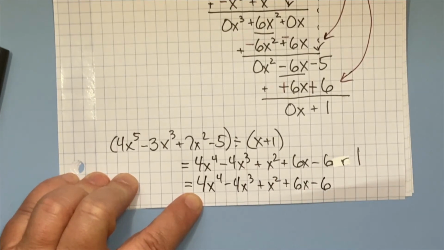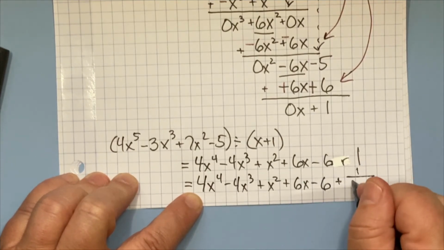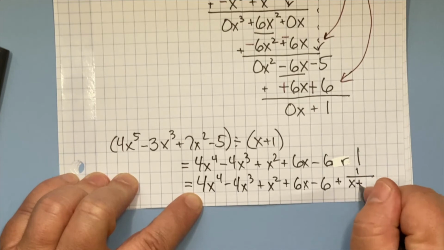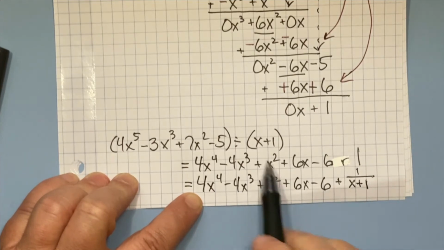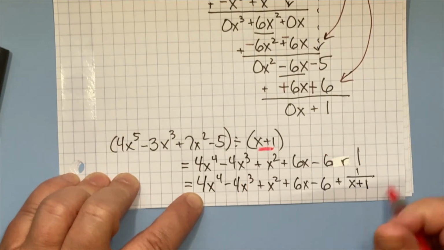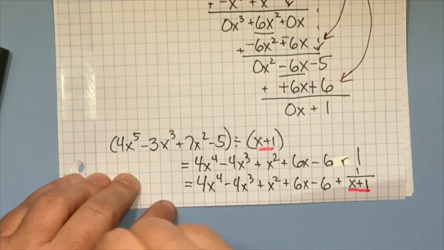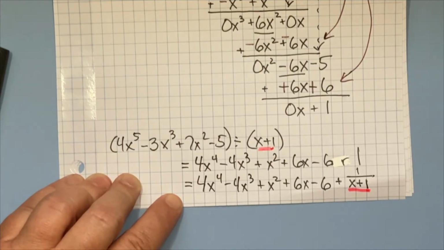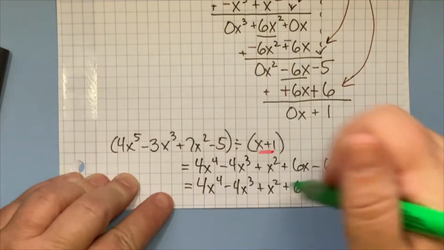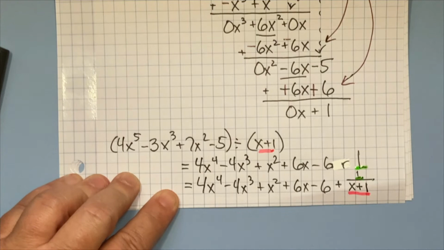Now, there are 2 ways to write your answer. You can write it with a remainder, or remember, you can take the remainder and write it over the divisor. So that x plus 1 that's there, this one goes right there underneath the remainder. This one right there is this one right there. I'm not sure that was helpful.